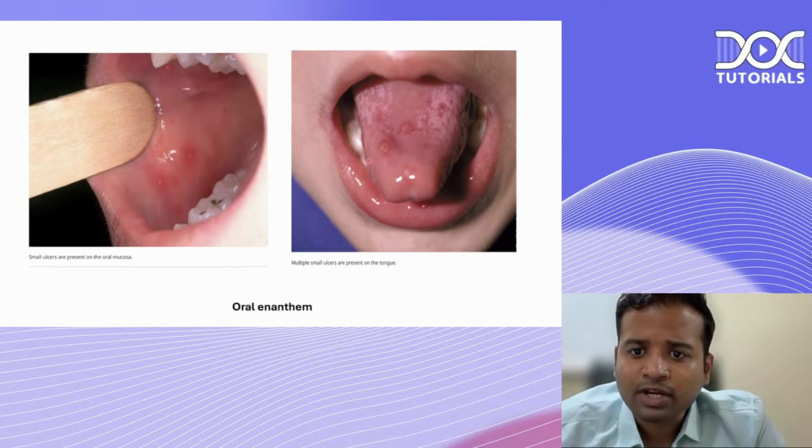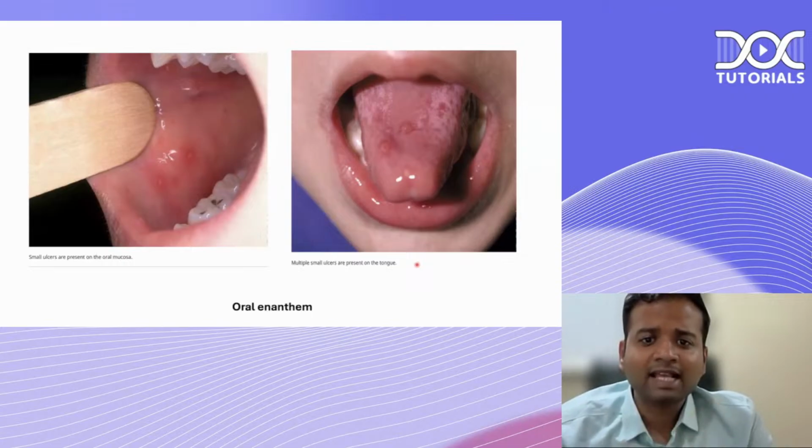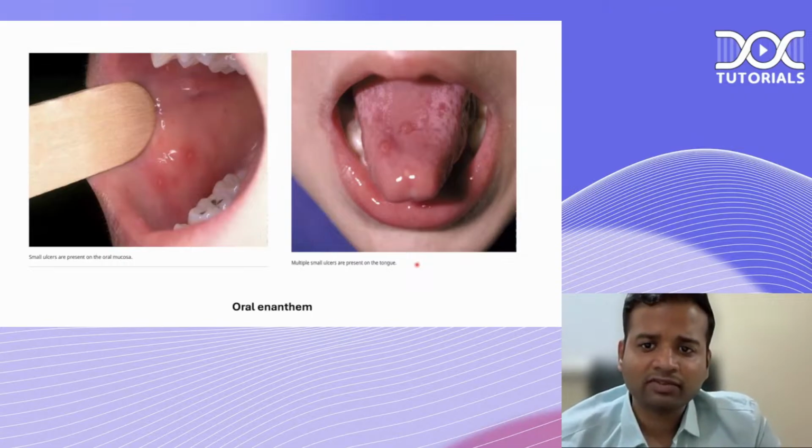Small ulcers are also seen on the tongue. As you can see in this picture, small vesicular ulcers are also seen. So these are the very classical presentation of HFMD oral enanthem.